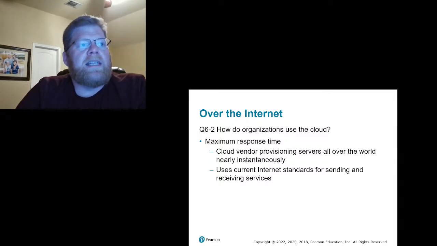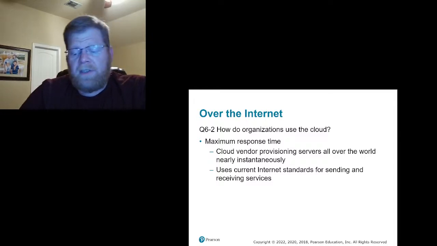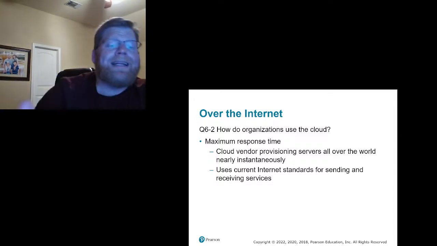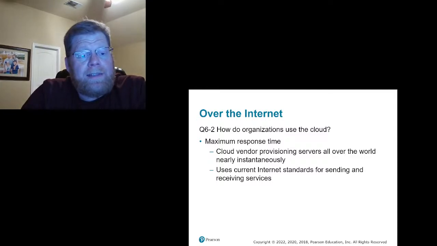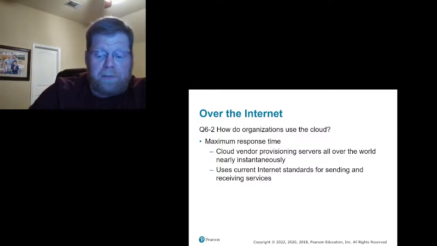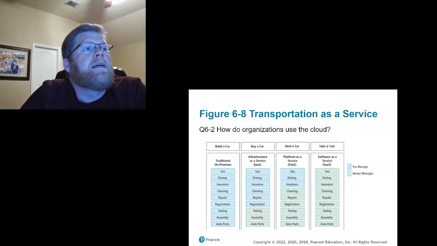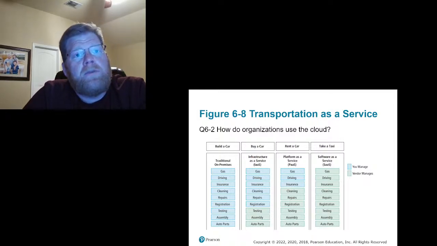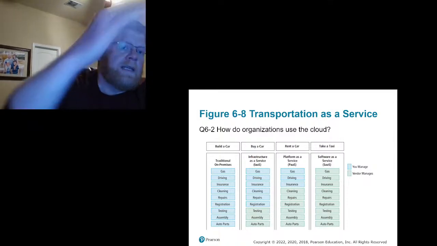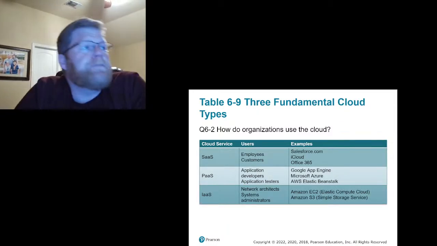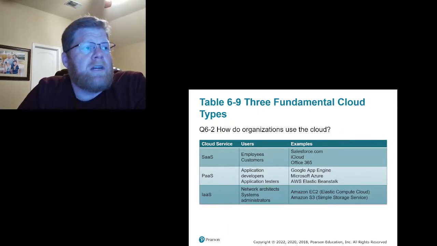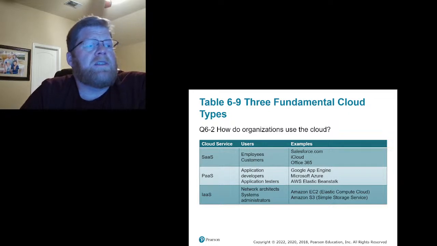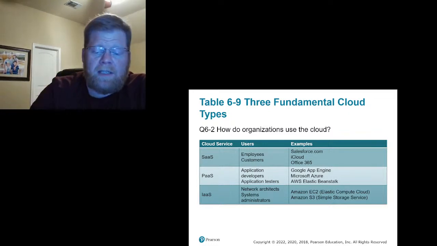Uses current internet standards for sending and receiving services, and those internet services can be exponentially increased as data needs and internet needs become higher per user. Okay, so organizations that use the cloud, you manage and the vendor manages. So take a look at this pictorial representation. Okay, again, we've talked about software as a service, process as a service, and infrastructure as a service. So take a look at these.